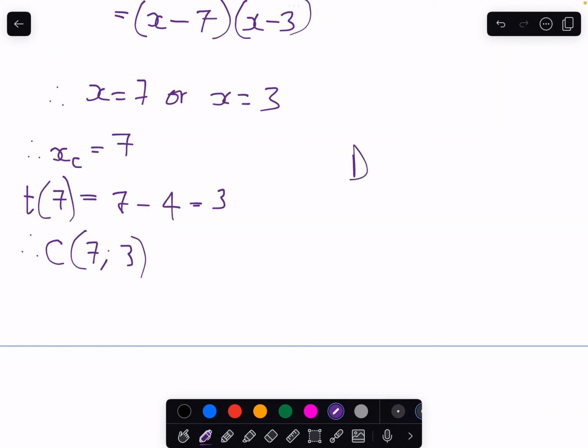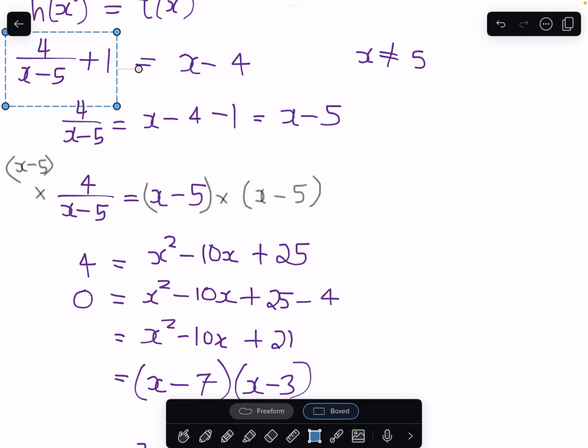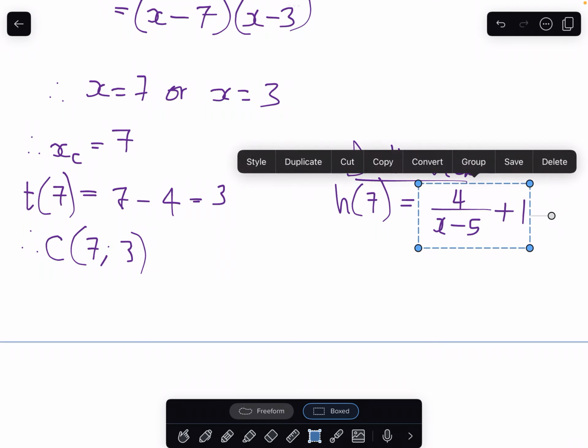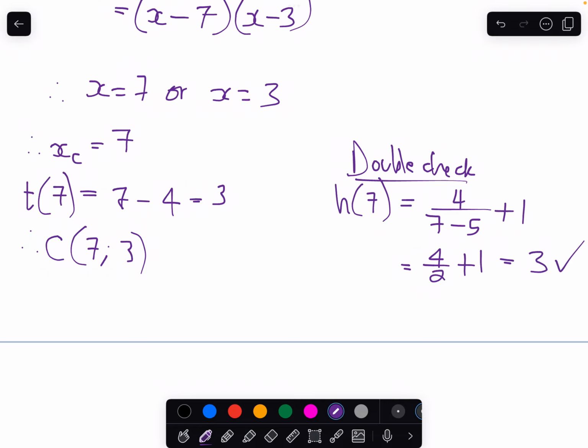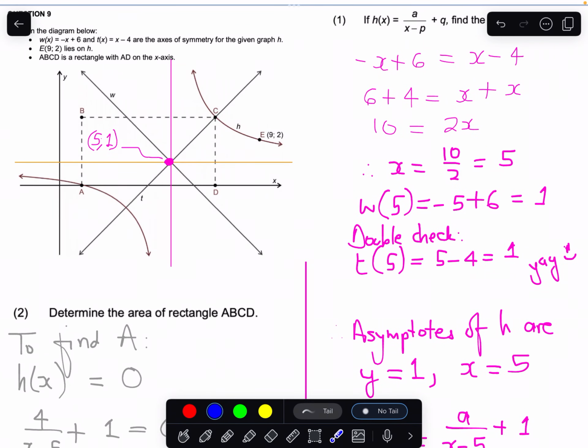Of course, just double check, putting it into H. So H of 7, okay, let's just duplicate this. Okay, so now our x is 7. So that will be 4 over 2 plus 1, which is 2 plus 1, which is 3. Right. Awesome. So we now have the coordinates of C.